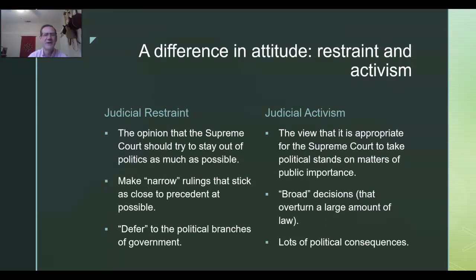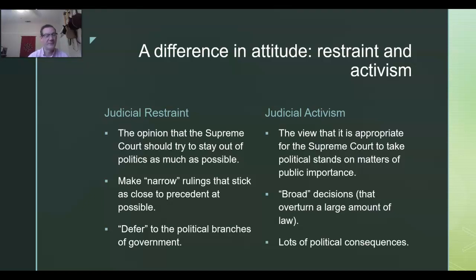Okay, so the first part of judicial interpretation I want to talk about is a little less about interpreting. It's more about the interpreter, right? We have this very basic distinction, this basic way of thinking about how a Supreme Court justice should go about deciding a case. Should they be restrained or activist? Judicial restraint is the opinion that the Supreme Court should try to stay out of politics as much as possible.